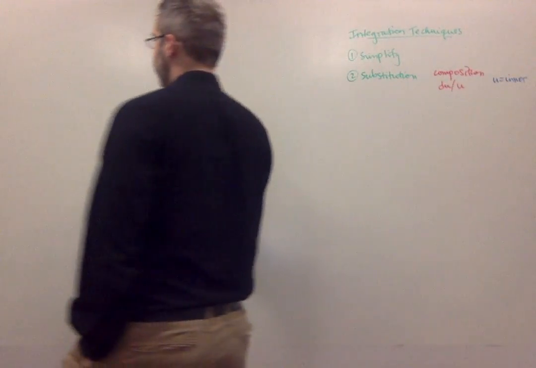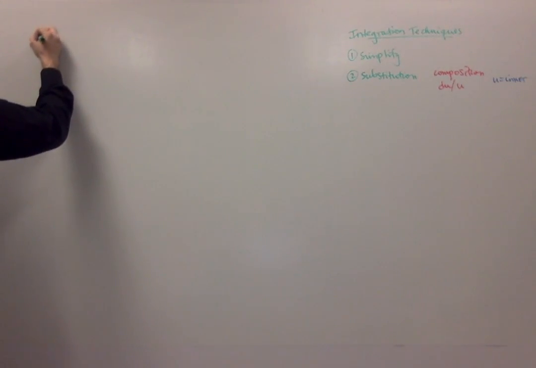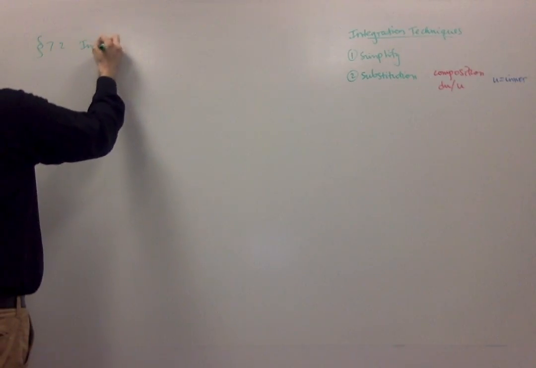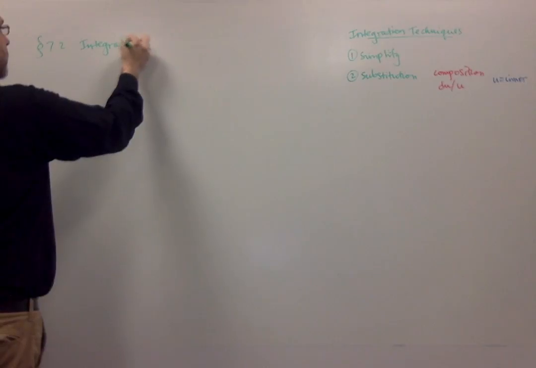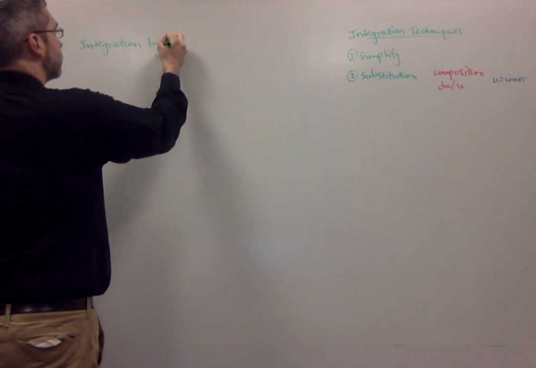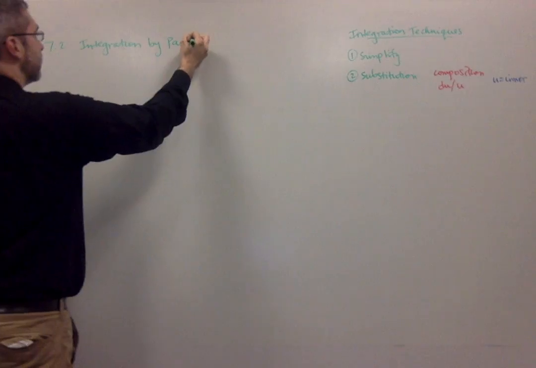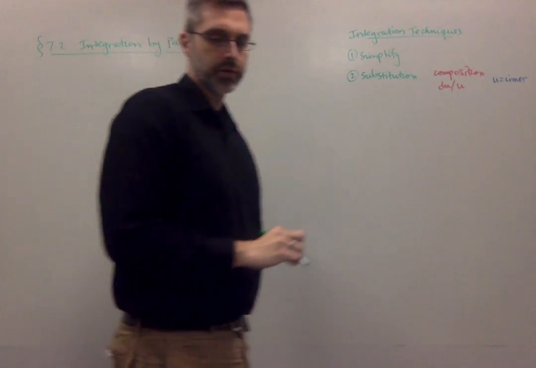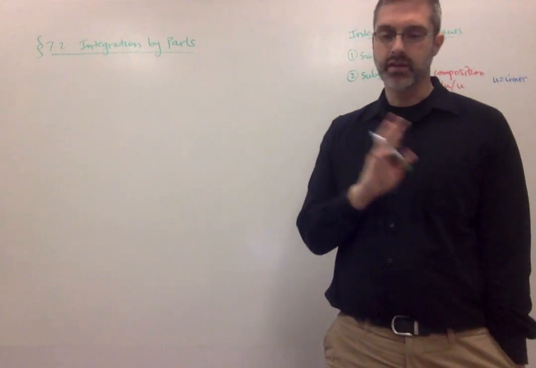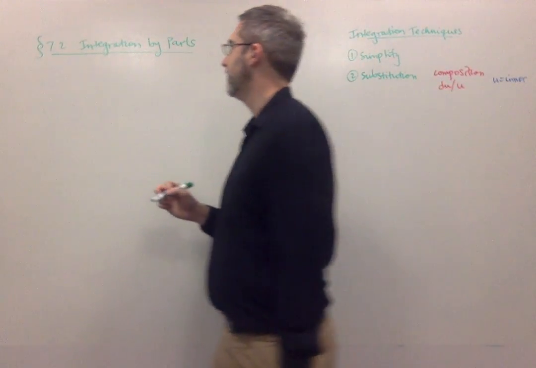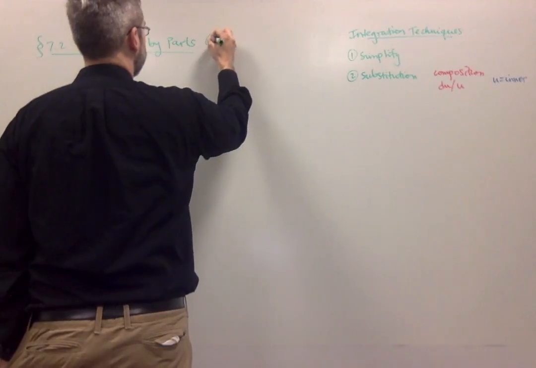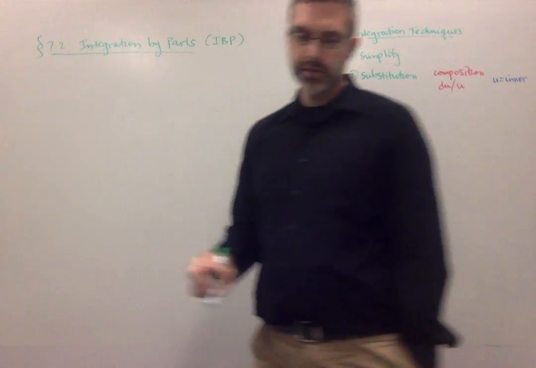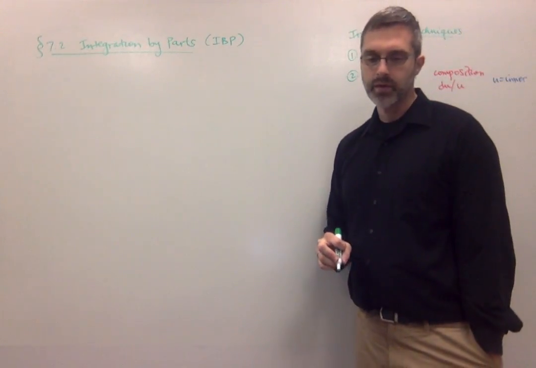Okay, so the section that we're going to be talking about today is actually 7.2, that's called integration by parts. And this is going to be our next integration technique. This is going to be technique number 3 that's going to show up over there. So when we review this on Wednesday, I'll add this to that list. Integration by parts is also sometimes abbreviated IBP. Okay.